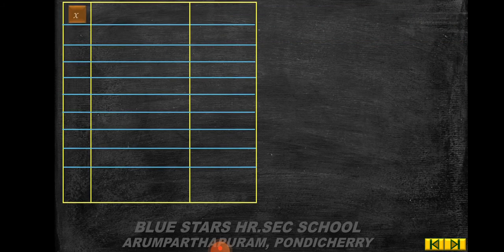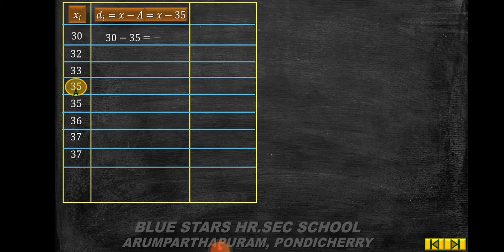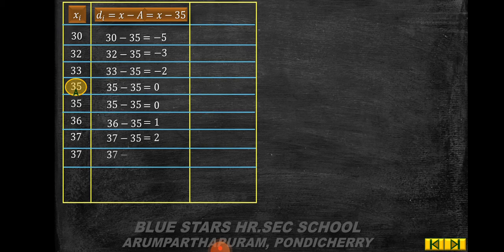Put the tabular column. Xi is the number of pages to be completed by the 8 students. Then di is equal to x minus a. Here a is 35, so di is equal to x minus 35. So 30 minus 35 is minus 5. 32 minus 35 is minus 3. 33 minus 35 is minus 2. 35 minus 35 is equal to 0. 35 minus 35 is 0. 36 minus 35 is 1. 37 minus 35 is 2.